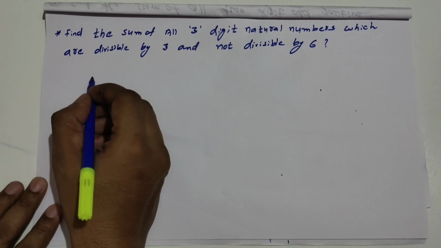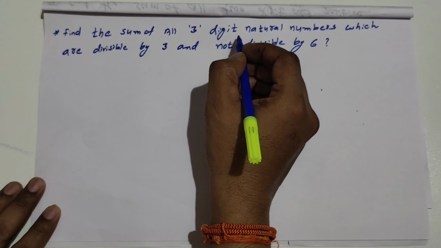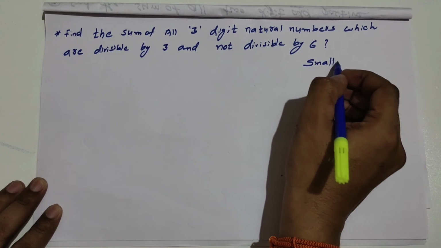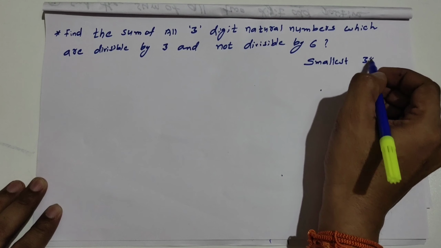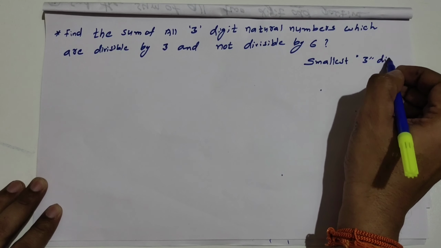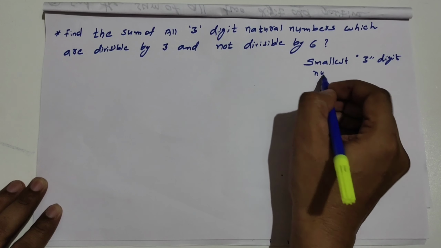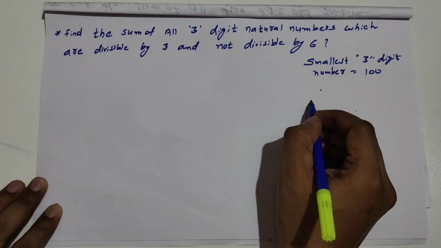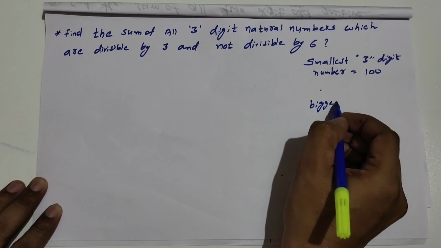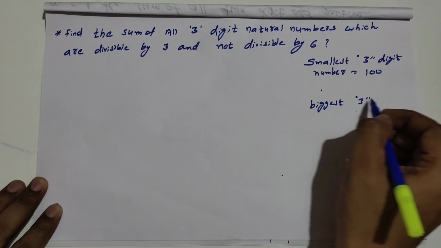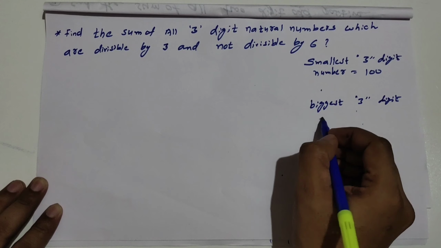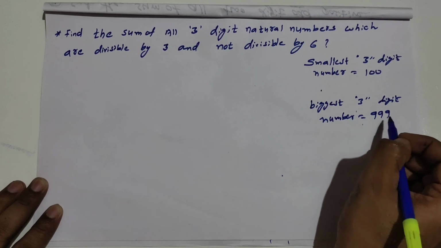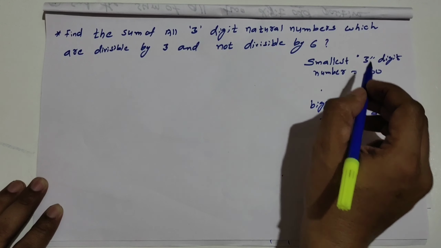So let us see this one. We have to write first the smallest 3-digit number, which is 100, and the biggest 3-digit number, as you know, 999.